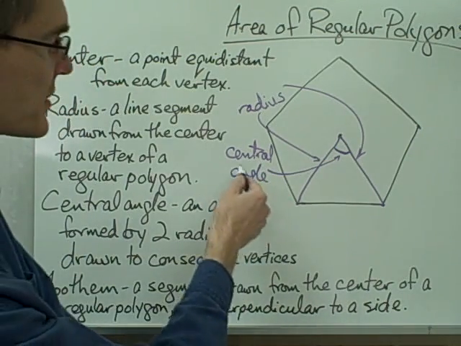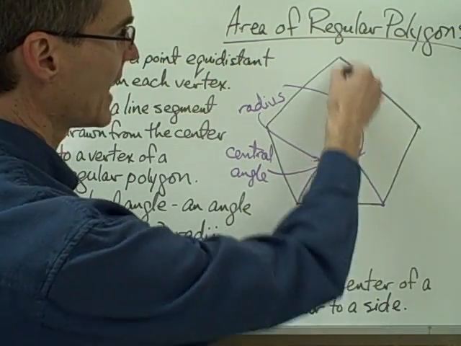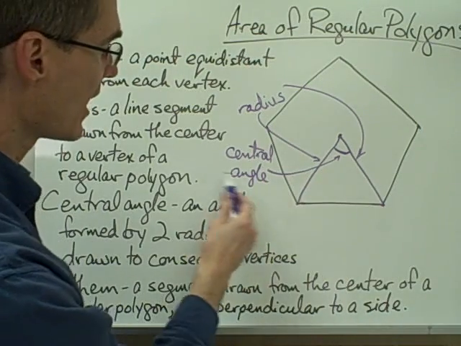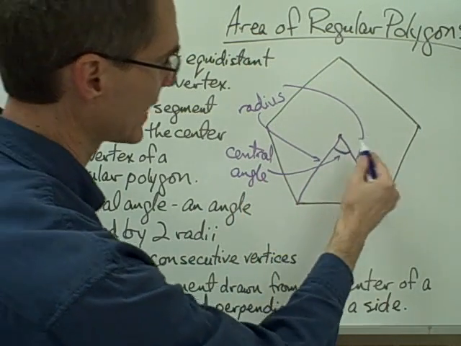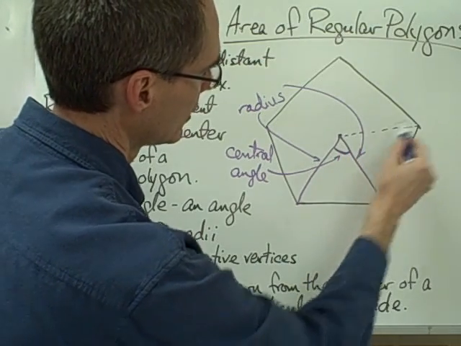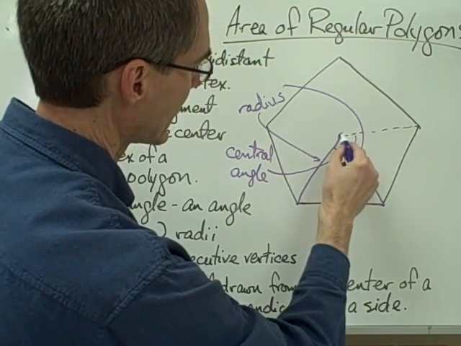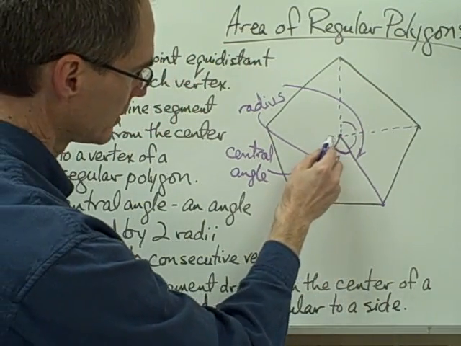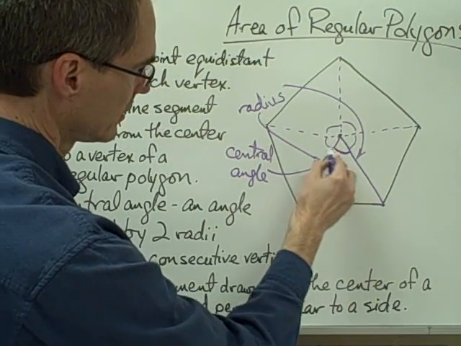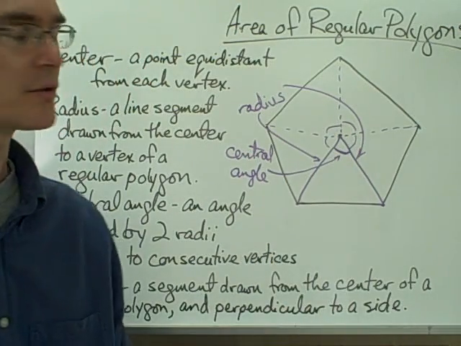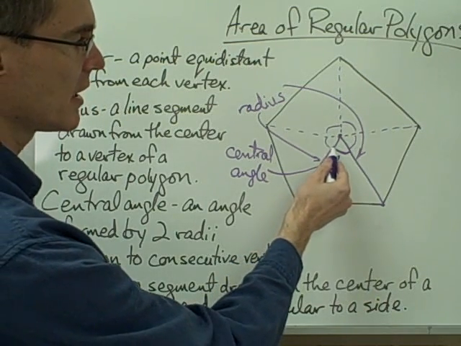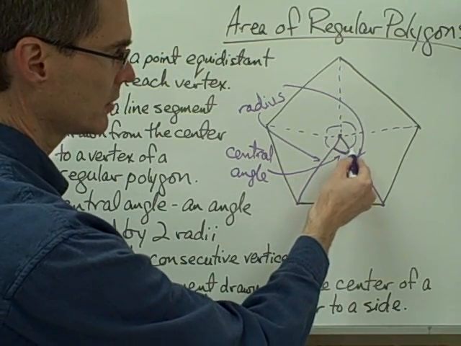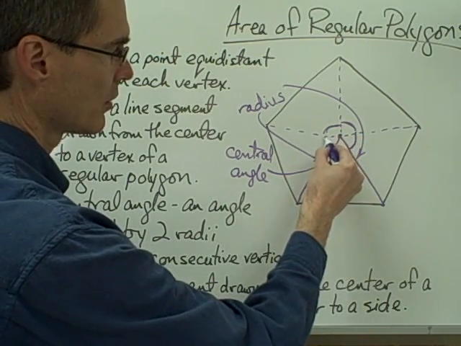Now, one thing to notice about the central angle, just like I have multiple radii that I could draw from the center of my pentagon to each of the different vertices, I also have multiple central angles. So here's one central angle. I also could have a central angle right here, and I could have another central angle right here. In fact, notice if I drew all of them, I've got a total of 1, 2, 3, 4, 5 central angles.